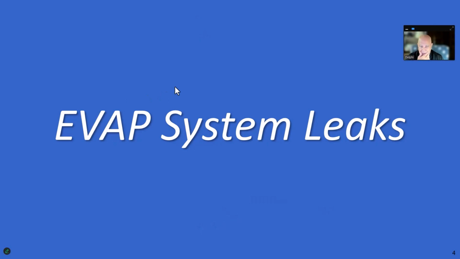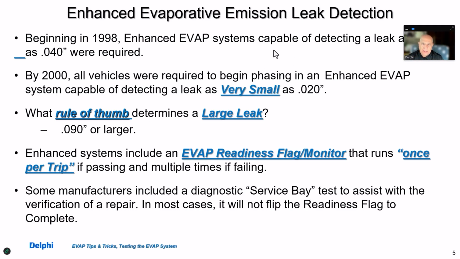Okay, EVAP system leaks. Let's take a look at the fundamentals of that. First of all, since 1998, and there's some that did this before, 96, 97, full systems, they were required to find a leak, as I could say, as large as 40 thousandths of an inch. I could say as small as 40 thousandths of an inch. It's how you want to look at it.